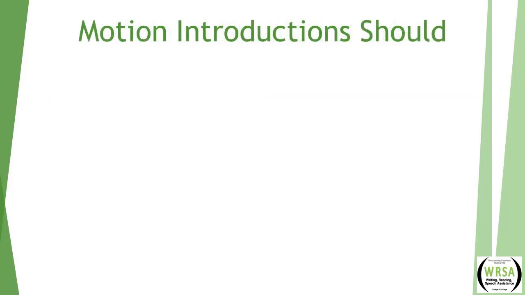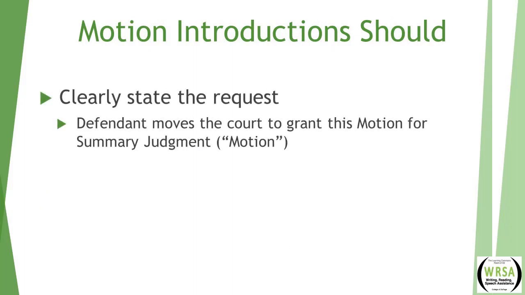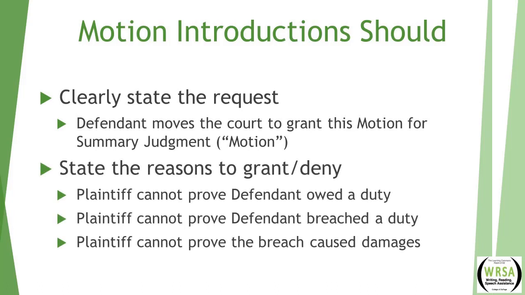Trial briefs introductions should do 2 things primarily. 1, they should clearly state your request, and 2, they should clearly state the reasons why the court should grant or deny your motion. There's a few samples there. An example for the first one, clearly stating the request: the defendant moves the court to grant this motion for summary judgment. And then you'll notice there's a name tag there for motion. If you didn't watch the first seminar, you might not understand what the name tag is doing. But basically, this is saying, for the rest of this motion, I'm going to use the word motion to refer to this motion for summary judgment.